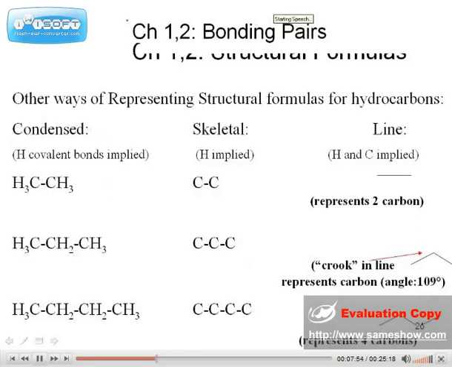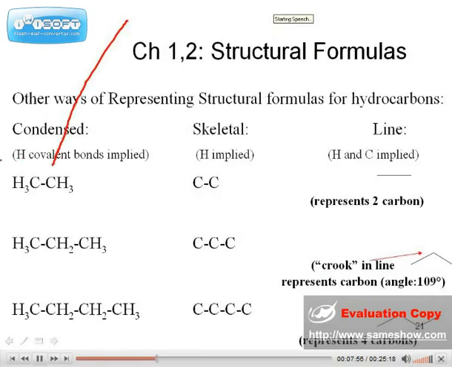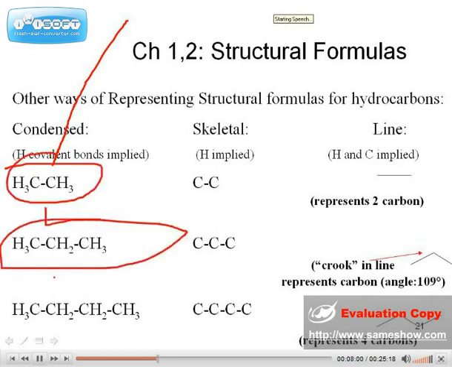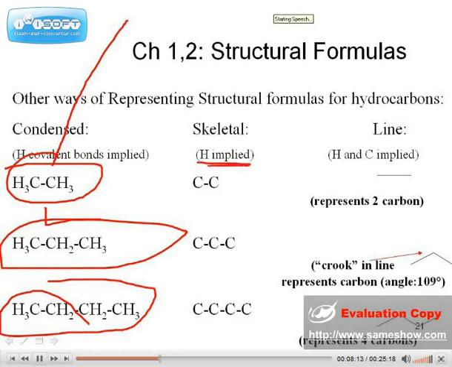Here's a nice summary again, a lot of redundancy. Condensed structure, and condensed structure. I do want to point out that there are even more ways of writing 2D structures where we get to be really lazy. The skeletal structure, where all of the hydrogens are implied.